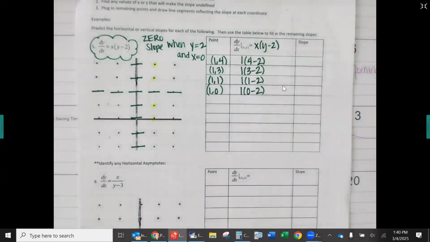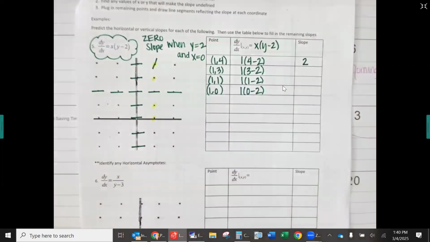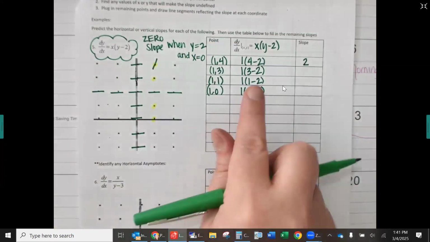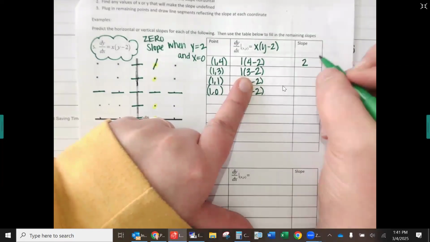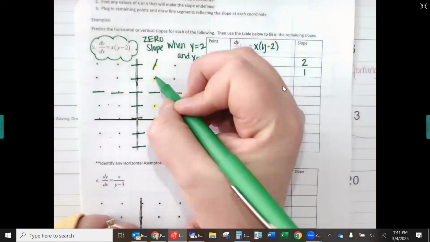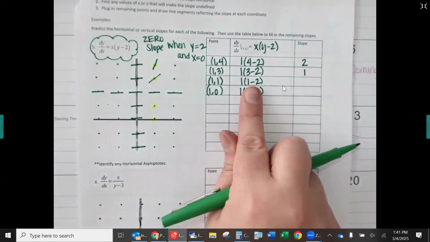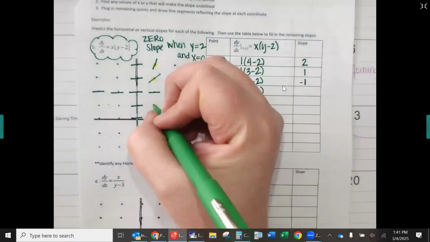What will my first value come out to be? 4 minus 2 is 2, times 1, it's still 2. Then go to the graph and draw a slope of 2. It should be uphill and it should be steeper than a perfect diagonal. For the next one, what's this slope going to be? 3 minus 2 is 1, times a 1 in front, it's still 1. So I want a perfect diagonal there. Next one, 1 minus 2, what is it? Negative 1, times 1, it's still a negative 1. Perfect downhill.